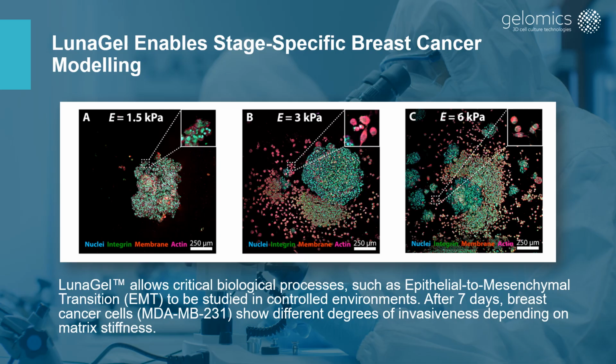In soft, healthy-like ECM, you can see cells retained an epithelial morphology and exhibited low invasiveness. In contrast, in stiffer, tumor-mimicking matrices, cells underwent epithelial to mesenchymal transition and displayed enhanced invasiveness and migratory behavior. By simply cross-linking for a few minutes longer, LunaGel enables us to mimic tumor-specific microenvironments which directly influence cell fate decisions such as proliferation, migration, differentiation, and mechanotransduction.